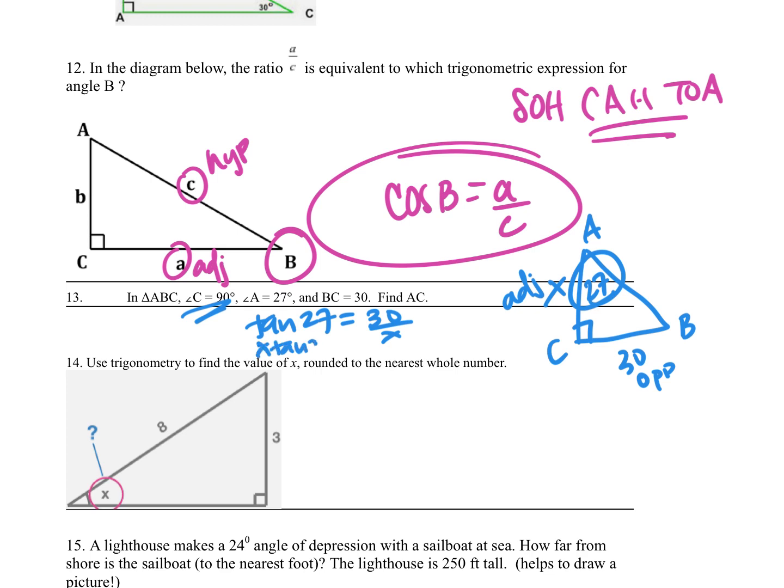x tangent of 27 equals 30. So x equals 30 over the tangent of 27. And that's what I'm going to put in my calculator and make sure that I'm on degrees and not radians. So when I put that into my calculator, I get 58.87, which would round to 59.